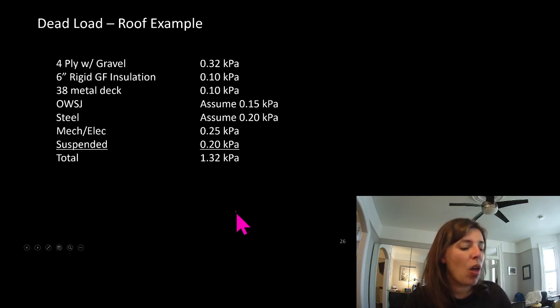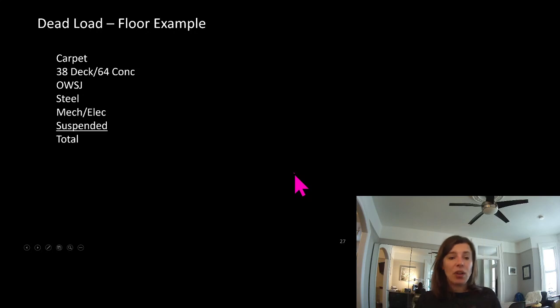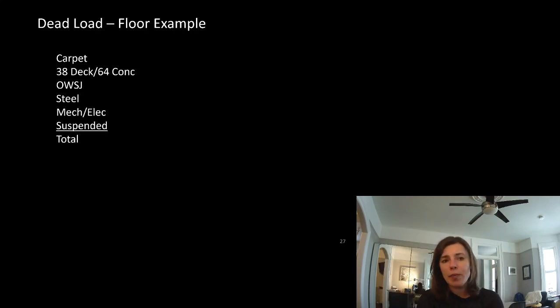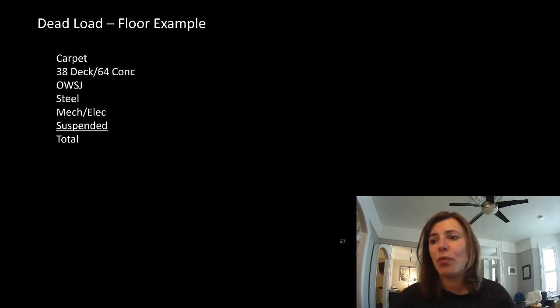So here that is all worked out for you. And you can see I've got the same kind of tagging of these things. Let's look at the floor of our building. Here they're saying we've got carpet, we've got 38 deck, but it's supporting 64 concrete, open web steel joists, steel, mechanical, electrical, and suspended. Well, some of this we've already done and we already know. So let's write in the things that we've already looked up because they're not going to change. That table hasn't changed just because we're talking about a new floor.